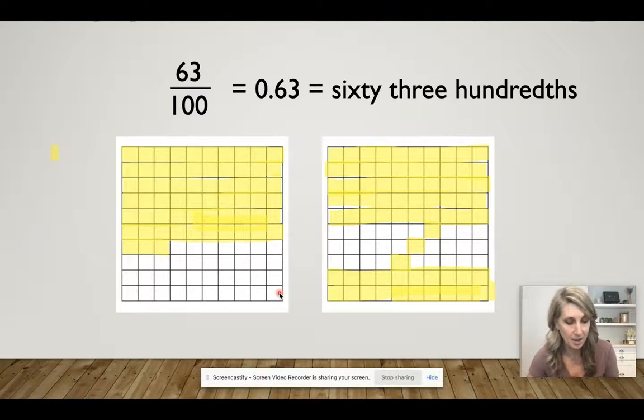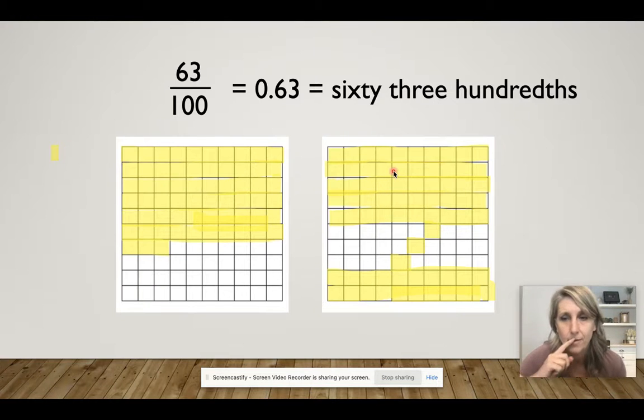Now, this time you couldn't use your tenths grid because we can't actually cut apart a tenth unless we traded it in, but we're not going to talk about that right now. We actually can't cut apart part of a dime. We can't cut apart part of a tenth. So you had to use your hundredths grid. And most of you probably did it like this. 10, 20, 30, 40, 50, 60, 61, 62, 63. 63 hundredths.